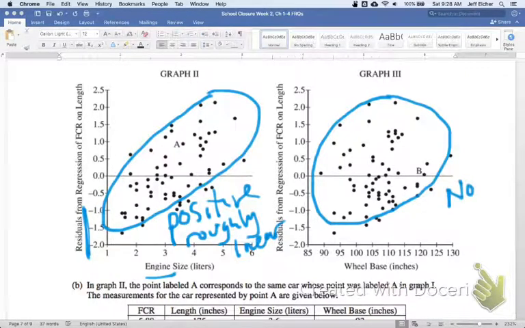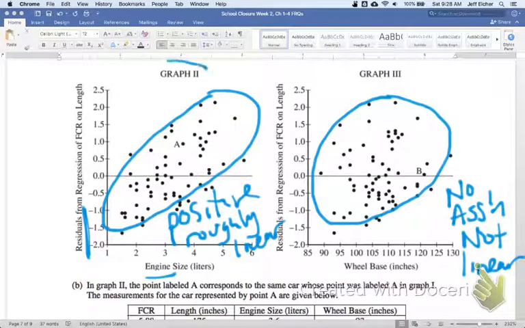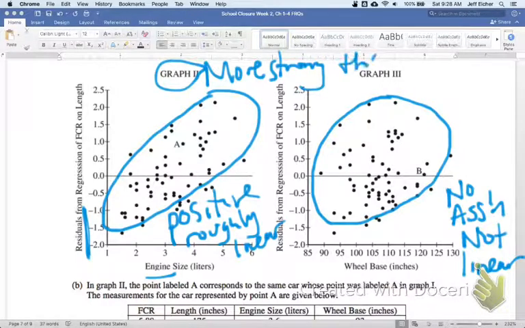This one appears to be no association, and not linear, no form basically. And then as for strength, graph 2 is a stronger association than the graph using wheelbase.